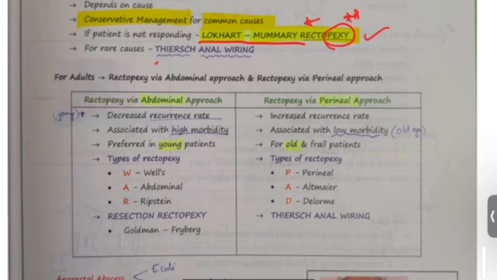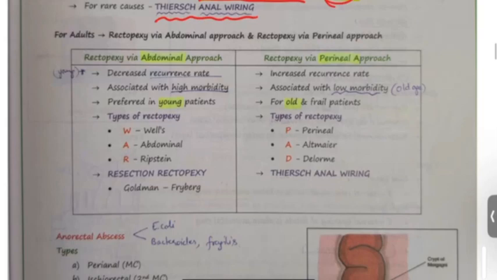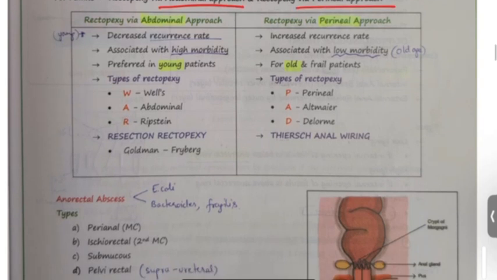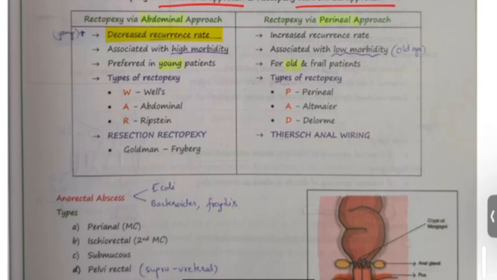For rare causes, we will have to go for Thiersch anal wiring. Okay, for adults, rectopexy via abdominal approach can be done or via perineal approach. So rectopexy via abdominal approach, there is decreased recurrence rate because there will be a good surgical site, so we can easily visualize it and do a proper surgery. In case of perineal approach, there is not much proper space available for the surgery, hence there is increased recurrence rate. But via abdominal approach, there is increased morbidity, whereas with perineal approach there is low morbidity.